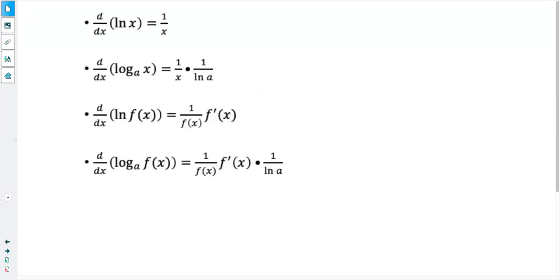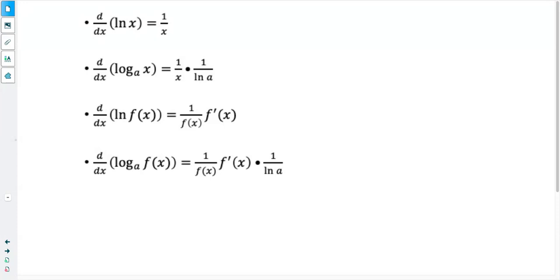Hi, we are going to be looking at the derivatives of logarithmic functions. So our derivative of the natural logarithm of x is just going to be 1 over x. Our derivative of log base a of x is 1 over x times 1 over the natural log of a.